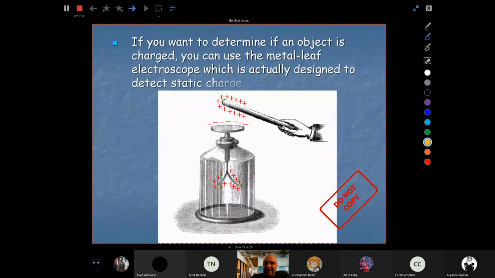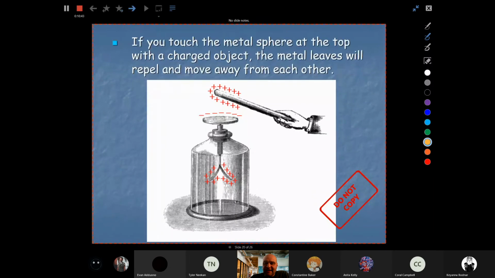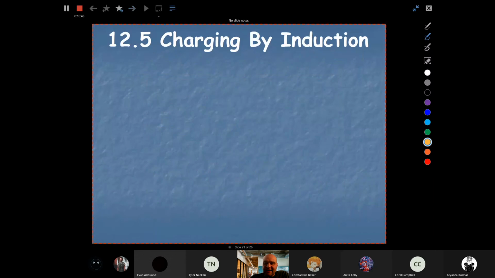Another one just to look at, if you want to determine if an object is charged, you can use a metal leaf electroscope, which is actually designed to detect static charge. Okay, great. See that things are spreading out here. Okay, that's it. So charging by contact, I think all we need to do is have the definition. It's all about touching things together.